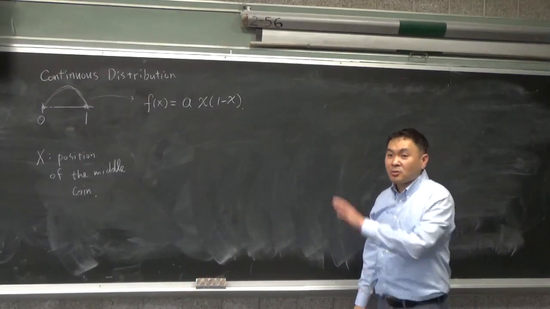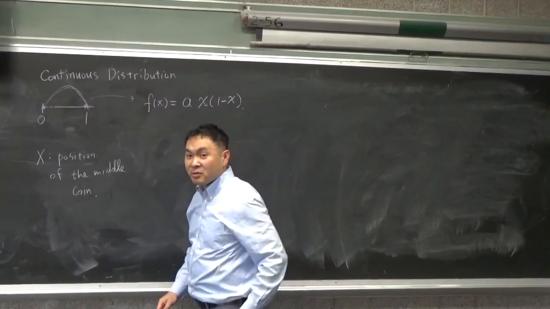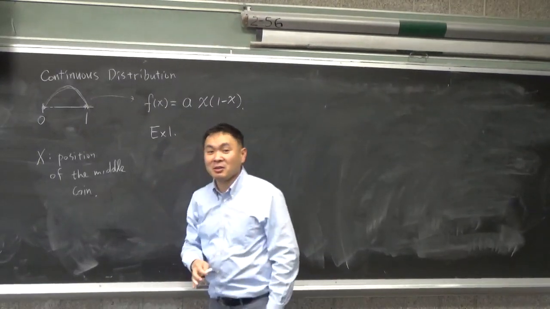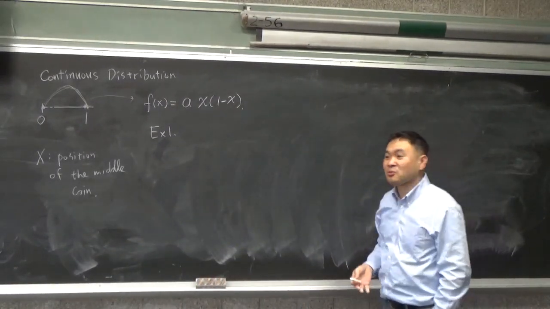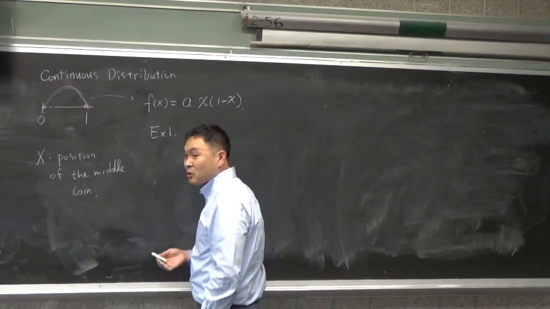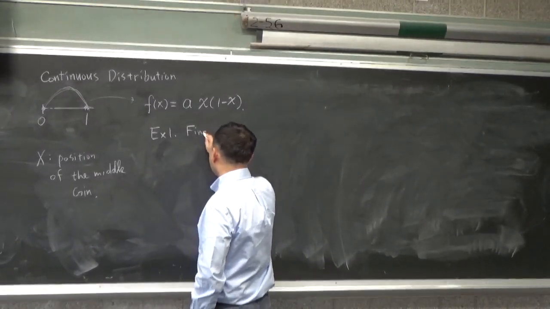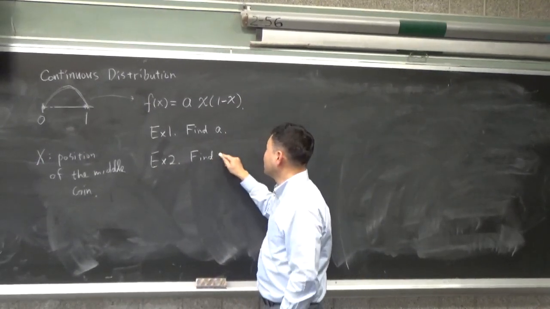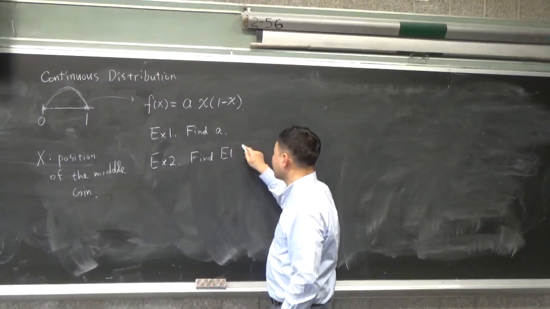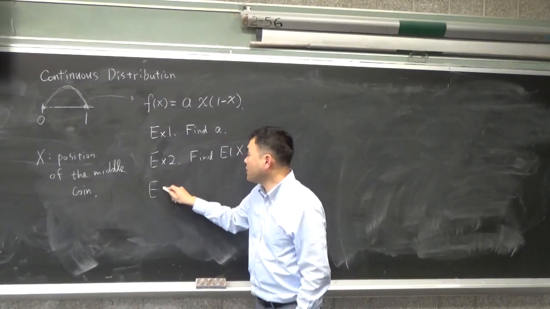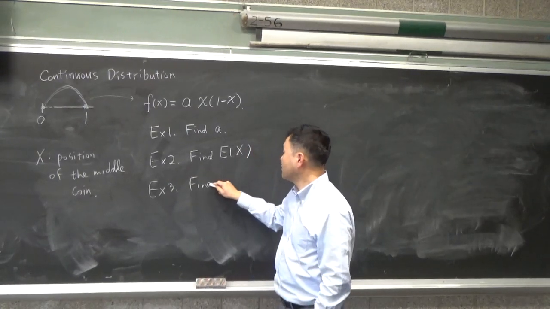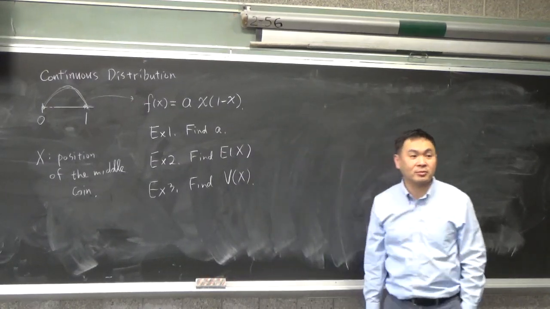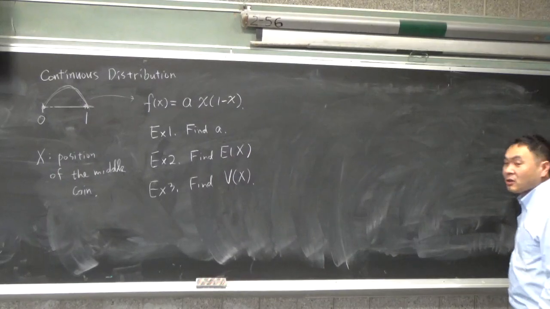Okay, so assuming this, we're going to be solving several problems with this one, and this is what you may be expecting in the first exam. The questions will be like, example 1, find the value of a. Example 2, find E of x. And example 3, find V of x. Okay, give me a suggestion. How can we find the value of a?